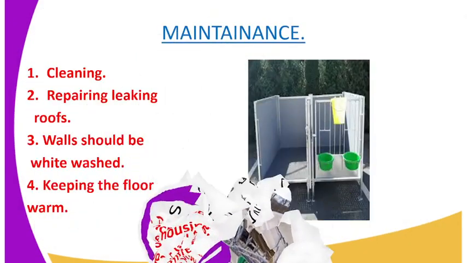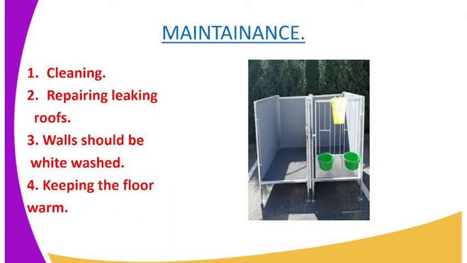Maintenance. The first maintenance of a calf pen is cleaning. You're supposed to make sure that it is always clean, and therefore a clean calf pen will keep the diseases away. Then repairing leaking roof. Any leaking roof should be repaired so that it can avoid dampness, because dampness encourages infection.